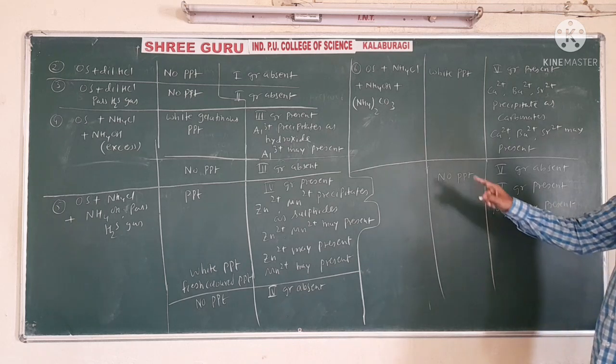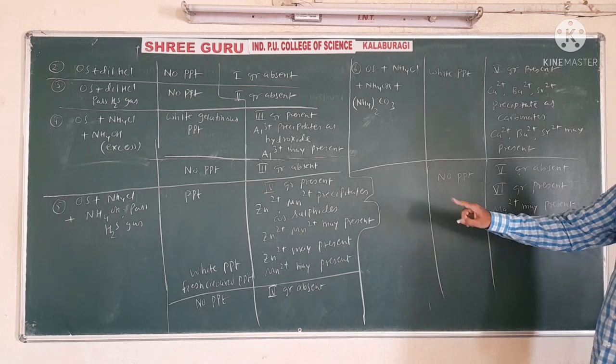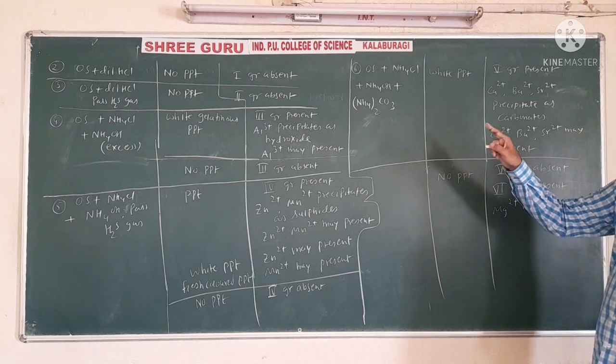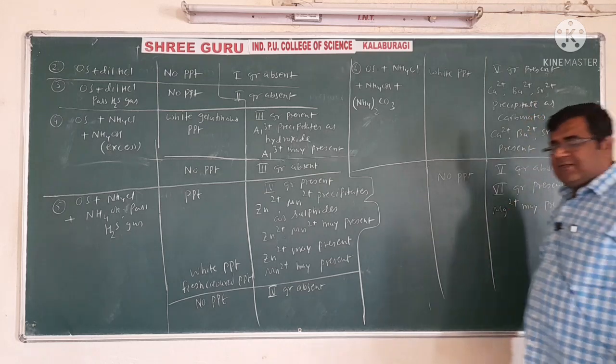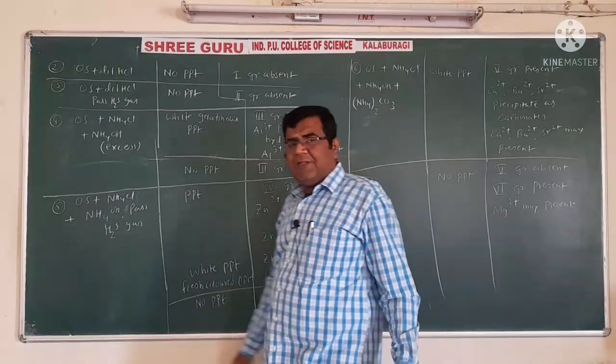So I have written all the groups here except 0. I have already written it, but I have rubbed it off. 0, first, second, third, fourth, fifth, and sixth. So what have we obtained in this part?